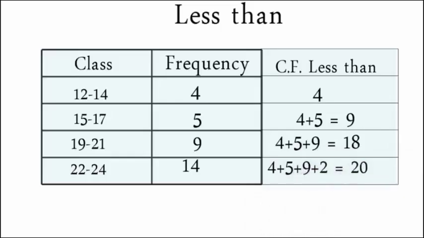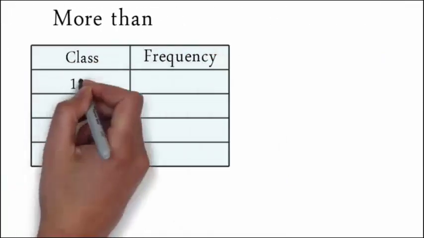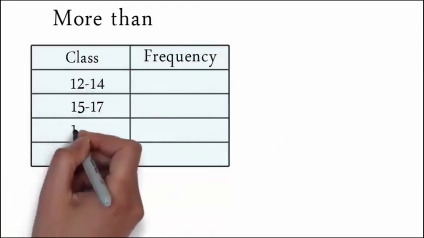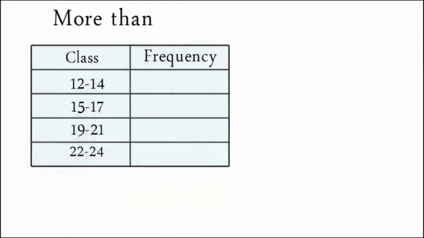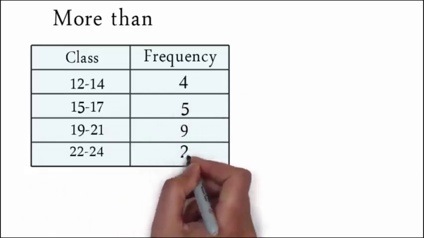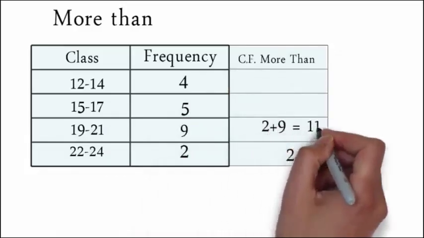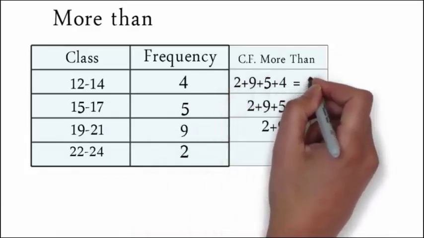Now, we'll see cumulative frequency more than the lower limit with the help of an example. Taking the same example for cumulative frequency more than the lower limit, it is the sum of the frequency of that particular class and the frequencies of all classes succeeding it. It is calculated from bottom to top.